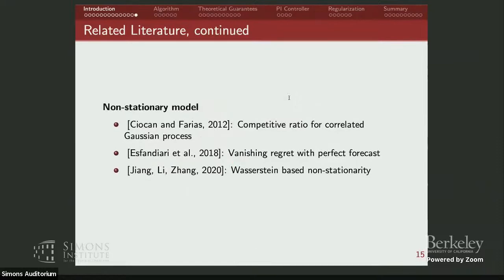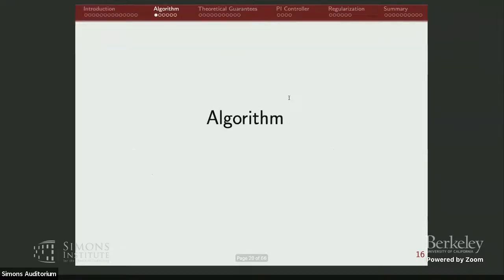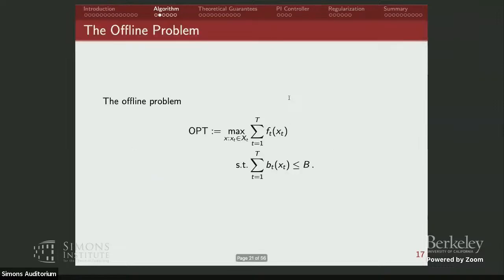For the non-stationary setting, there are not too many works, but there are a few talking about different types of non-stationarity, maybe a Gaussian process. Suppose you have some forecast, you can do something clever, or there are resistant-based non-stationarity models. Okay, any questions so far?